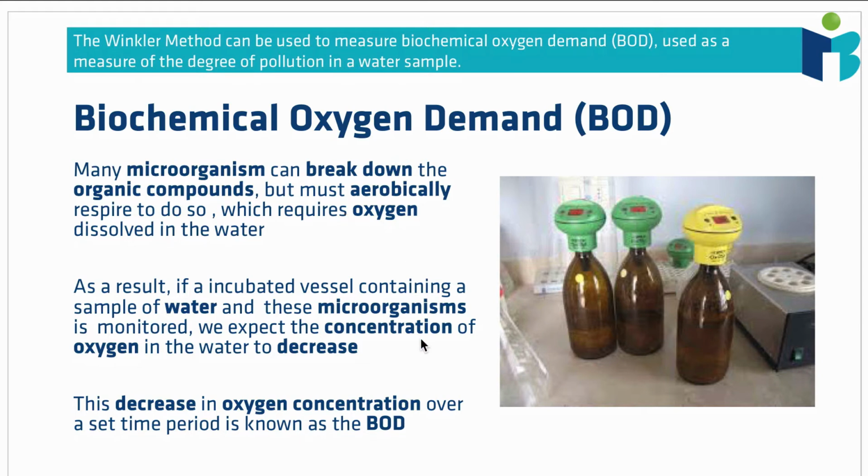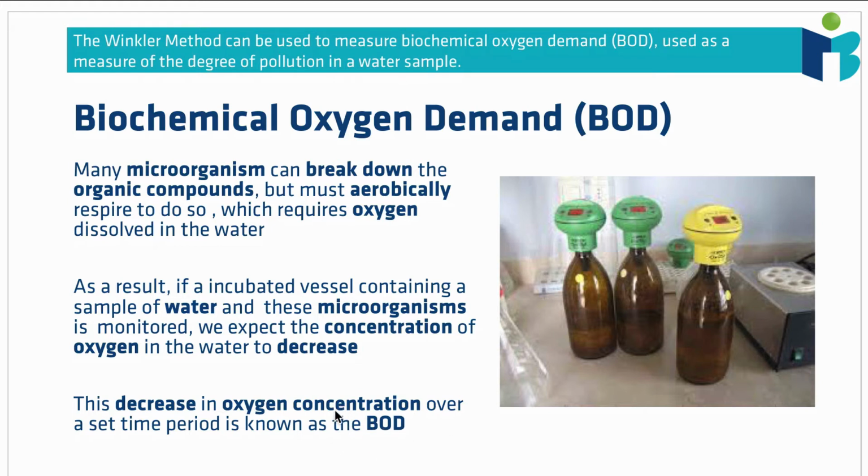What that means is that if you incubate a vessel of some sample of polluted water with these microorganisms in that solution, as they break down those compounds and use oxygen dissolved in the water, we'd expect the oxygen concentration in the water to decrease because it's being used up by this aerobic respiration process. And that decrease in oxygen concentration over a set period of time as a result of these microorganisms breaking down organic compounds and using oxygen is known as the biochemical oxygen demand. It's usually measured in units of ppm, and if there are more organic compounds in solution, your microorganisms will work harder, break down more compounds, and use more oxygen. So we expect the biochemical oxygen demand to be higher for more polluted samples.